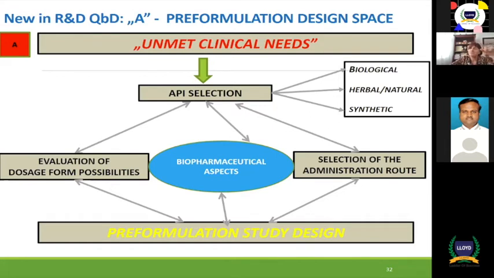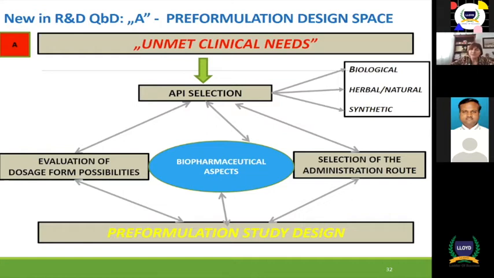And this is the pre-formulation study design. We have to think first what to treat, with which type of drug, and according to the drug's biopharmaceutical aspects, to choose an administration route. And then if we have the administration route, then go back to the next question, what should be the dosage form? And when we are ready with this, then we can start further. So this is the early phase when you have to think.